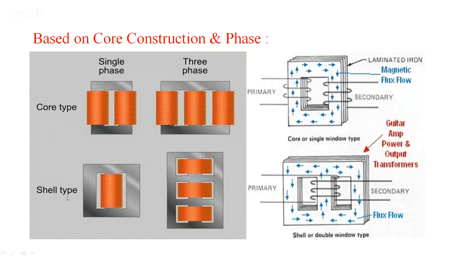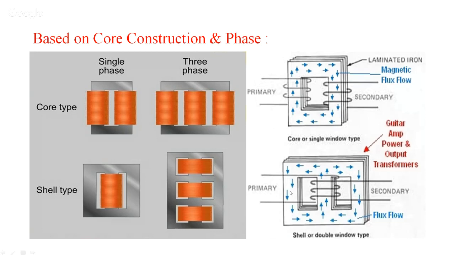Next, this is the shell type here. So here you can observe there is a central limb, and on the central limb the winding is going to be placed. Now this is a single phase shell type construction, whereas this is a three phase shell type construction. So on the central limb, three windings are going to be placed like this. So this is a three phase shell type construction.